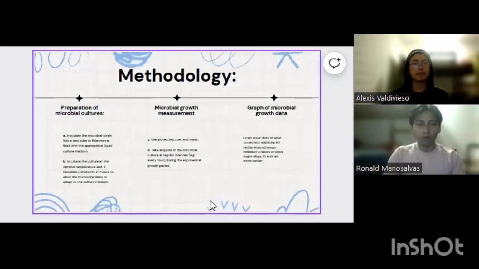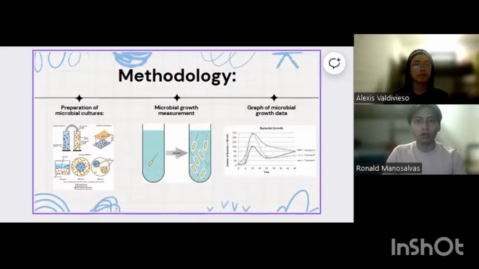Okay, now explain the methodology for this experiment. Okay, the first part is the preparation of the bacterial culture. They grow a strain of E. coli in suitable culture medium until reaching the exponential growth phase. It is important that the culture is well aerated and in optimal condition for cell growth.